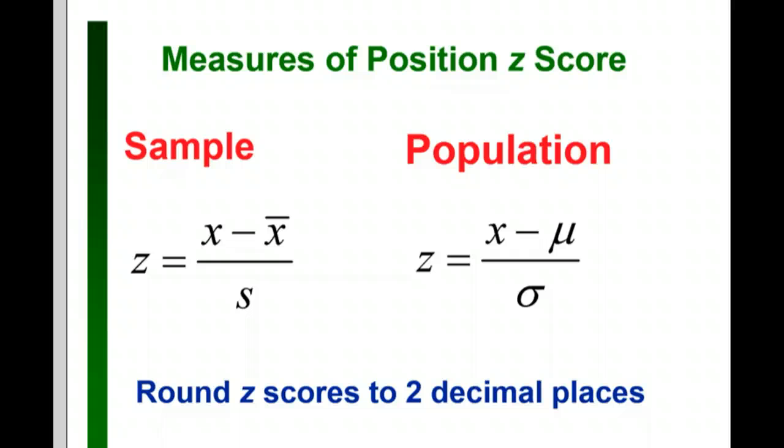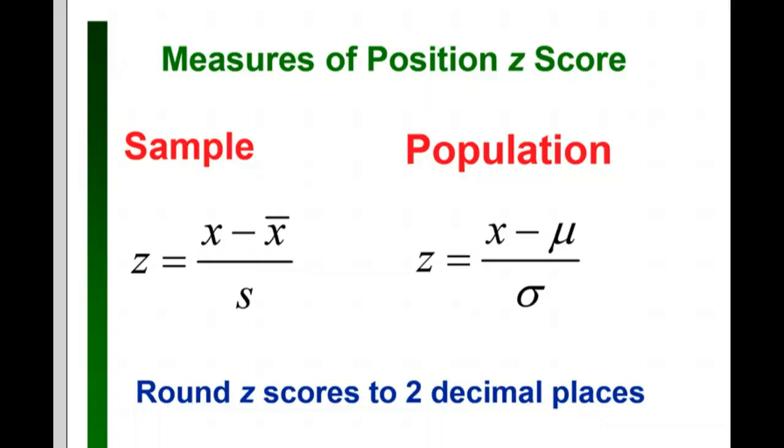Alright, and the formula for the z-score is as follows. We got the measurement minus the mean divided by the standard deviation. In both cases, this is the mean for a sample, this is the standard deviation of a sample. This is the mean for a population, this is the standard deviation for a population. Okay, but they're the same notation. Alright, and it tells us to round z-score to 2 decimal places.